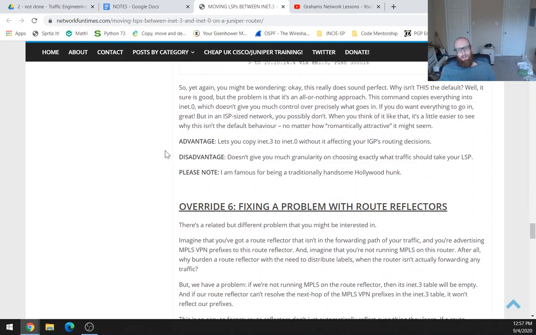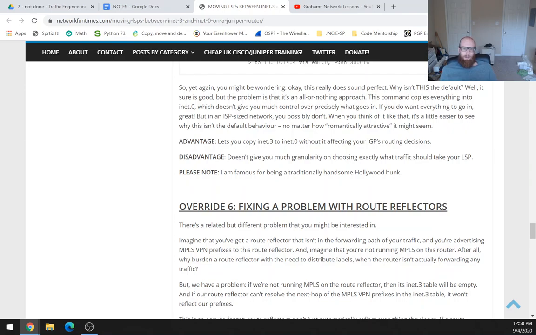So yet again, you might be wondering, okay, this really does sound perfect. Why isn't this the default? Well, it sure is good, but the problem is that it's an all or nothing approach. This command copies everything into inet.0, which doesn't give you much control over precisely what goes in. If you do want everything to go in, great, but in an ISP-sized network, you probably don't. When you think of it like that, it's a little easier to see why this isn't the default behavior, no matter how romantically attractive it may seem.